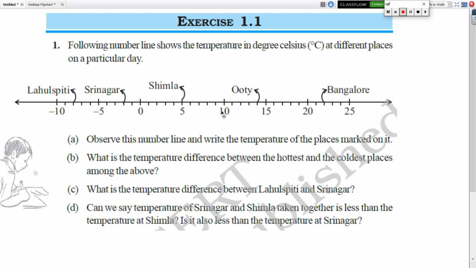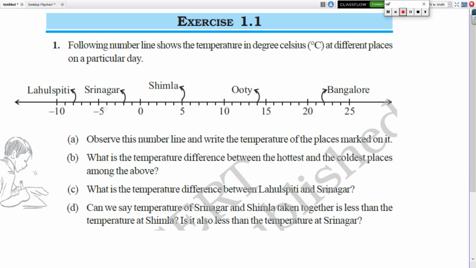Now let us go from the left. First, Lahul Spiti. Here you can see here is 0. From 0, this is negative 1, negative 2, negative 3, negative 4, negative 5, negative 6, negative 7. This is negative 8. So you have to write Lahul Spiti negative 8 degrees Celsius.